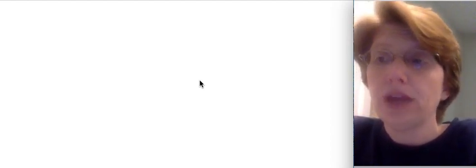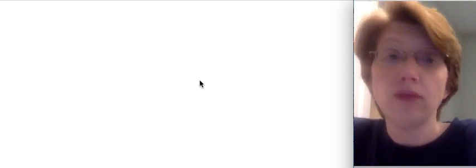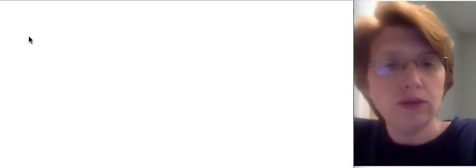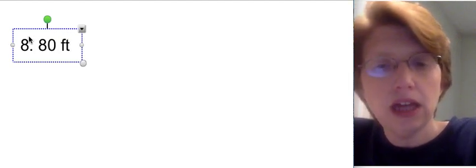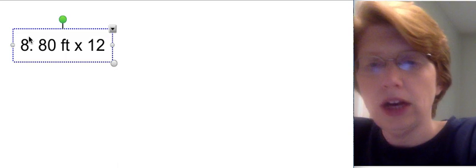Number 8, Dr. Chynn hired a cement contractor to pour a new driveway. What is the area of the driveway? Okay, the driveway is pretty simple there. So we've got a driveway there that is 80 feet by 12 feet.